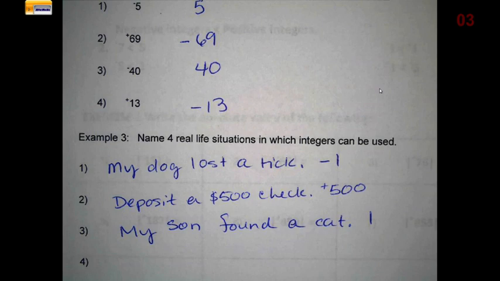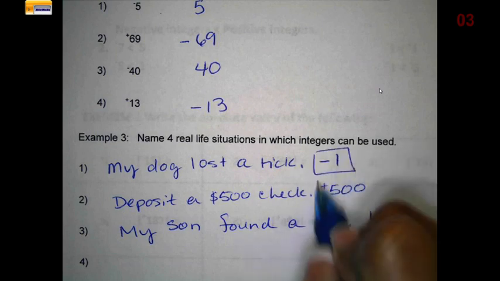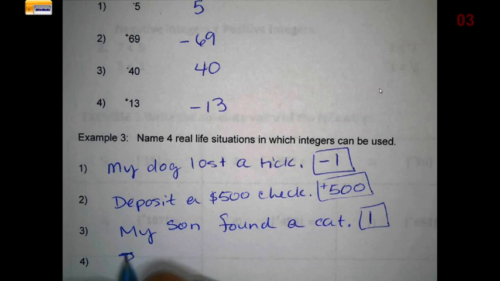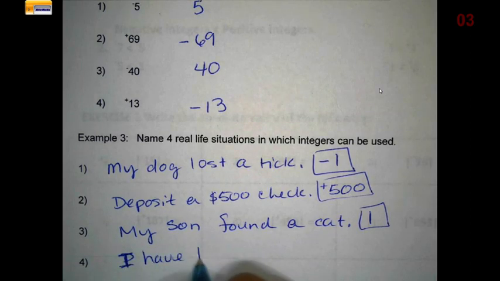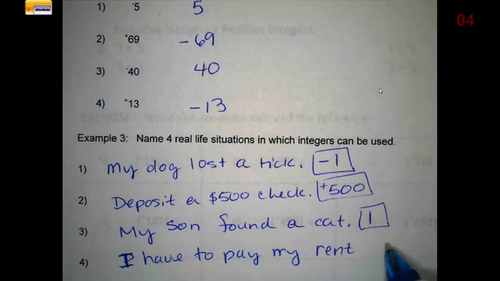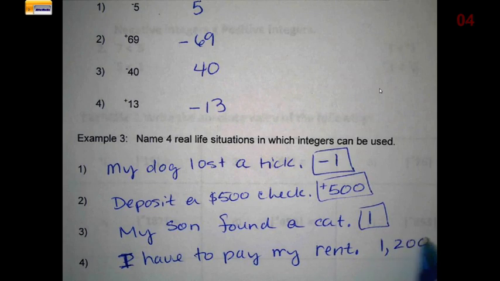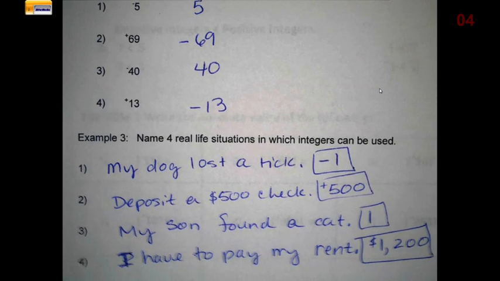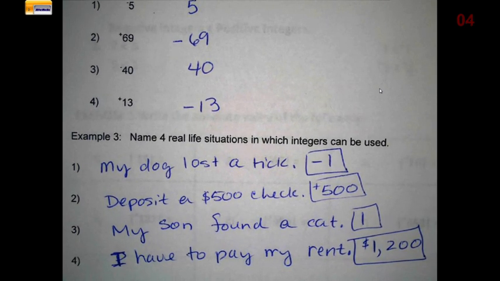Okay, and then give me 1 more. Teresa, did you have one? You have to pay your friend? Your rent. Okay. I have to pay my rent. How much is your rent? Woo, baby. That'll break you. $1,200 for rent. Okay? All right, thank you for those examples.